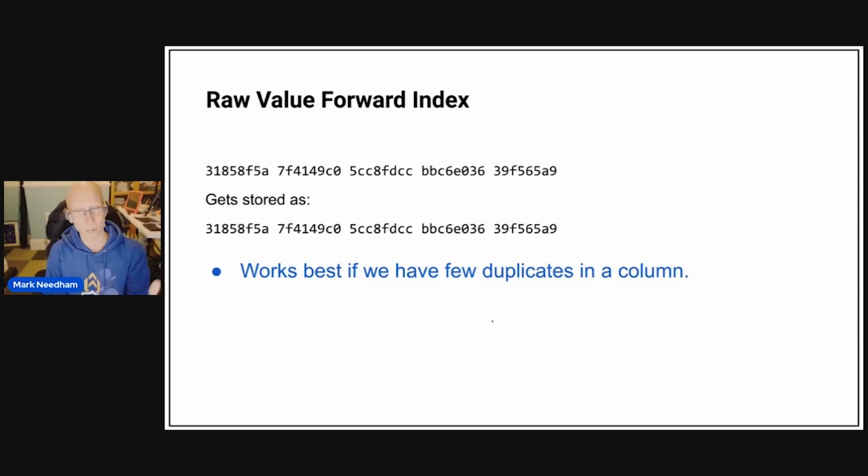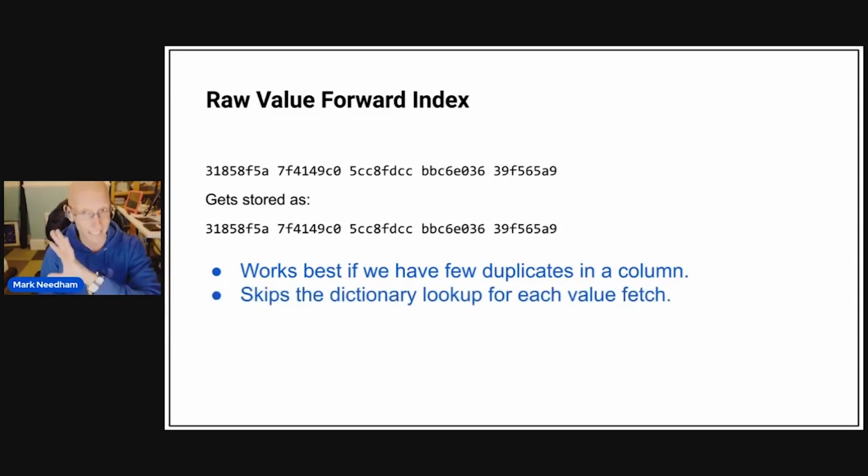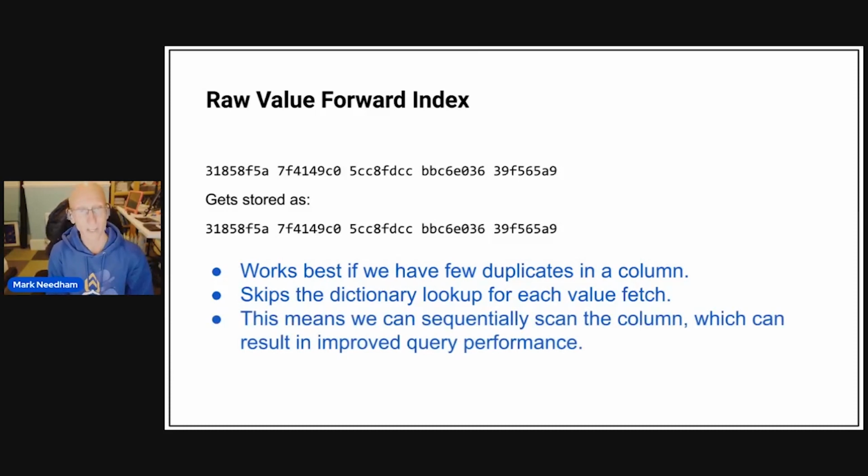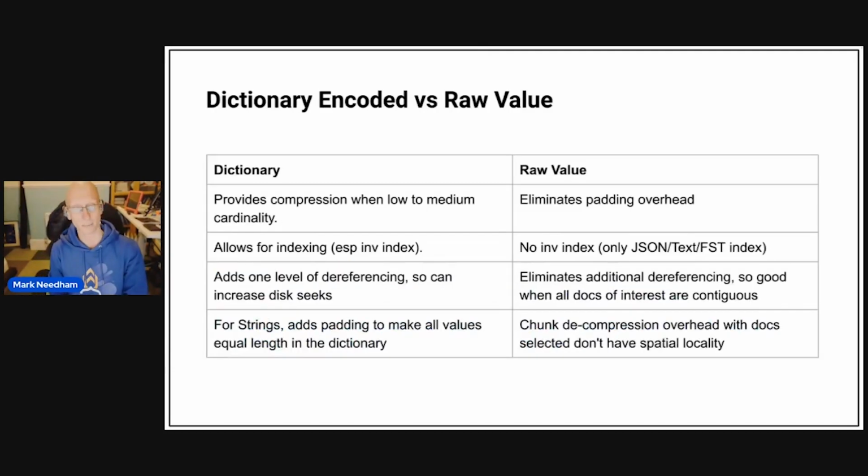This actually works best if we have very few or no duplicates in a column. It gets rid of that dictionary lookup, which can be slow. We don't necessarily want a dictionary lookup if we don't need one. And it means that for some queries, if we want to just sequentially scan something, we can just say, get me all that data, and I don't have to get that value and then look it up in the dictionary to find the actual value. We can skip that whole thing and just read all the data.